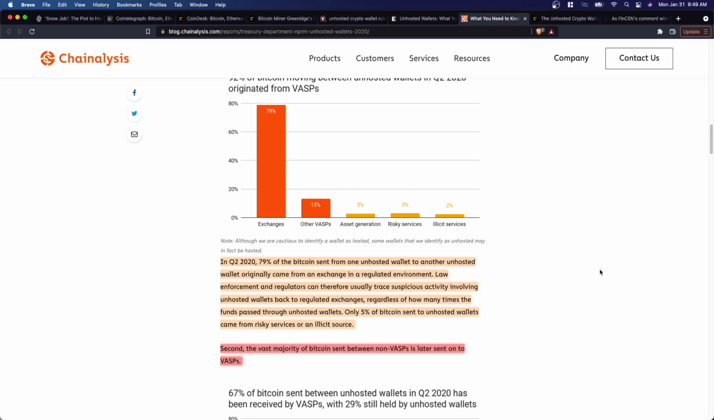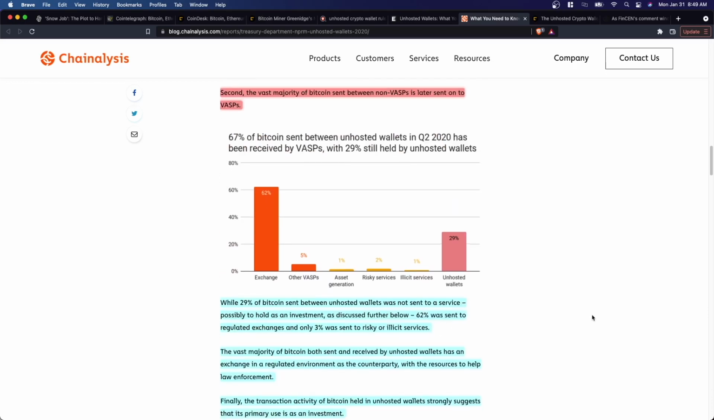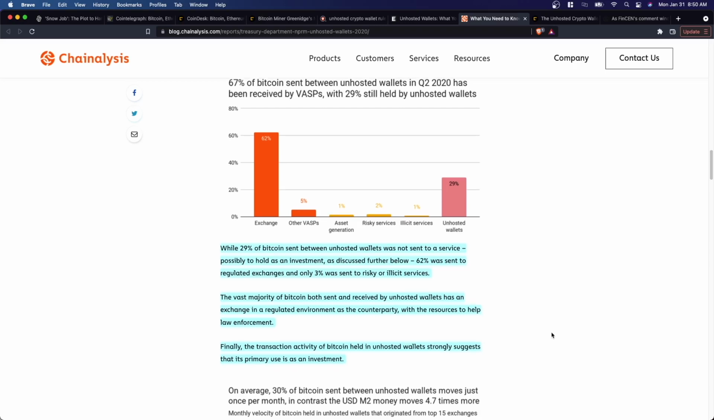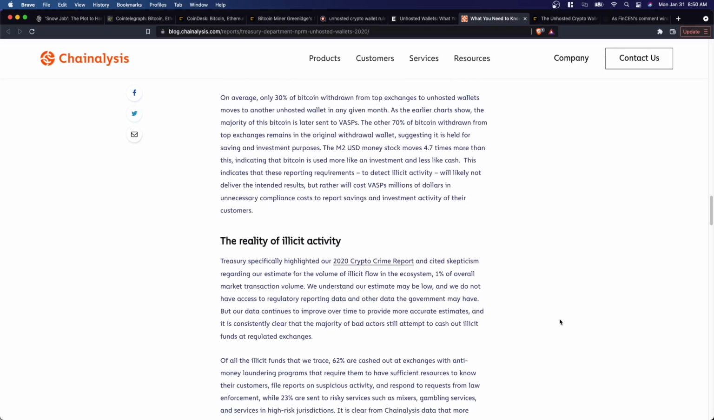Second, the vast majority of Bitcoin sent between non-VASPs is later sent on to VASPs. So at some point, it's processed through one of these traditionally centralized exchanges or highly regulated sources. While 29% of Bitcoin sent between unhosted wallets was not sent to a service, possibly to hold as an investment, as discussed further below, 62% was sent to regulated exchanges and only 3% was sent to risky or illicit services. The vast majority of Bitcoin, both sent and received by unhosted wallets, has an exchange in a regulated environment as the counterparty, with the resources to help law enforcement. Finally, the transaction activity of Bitcoin held in unhosted wallets strongly suggests that its primary use is as an investment.